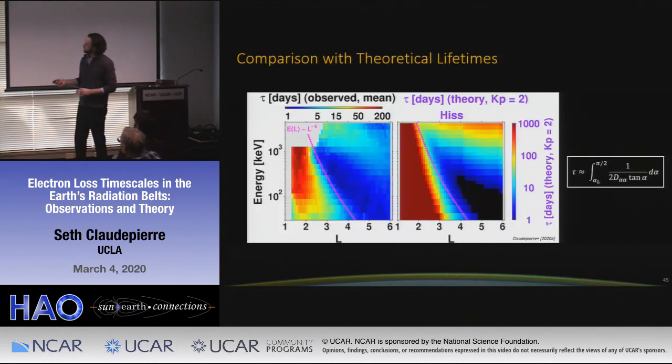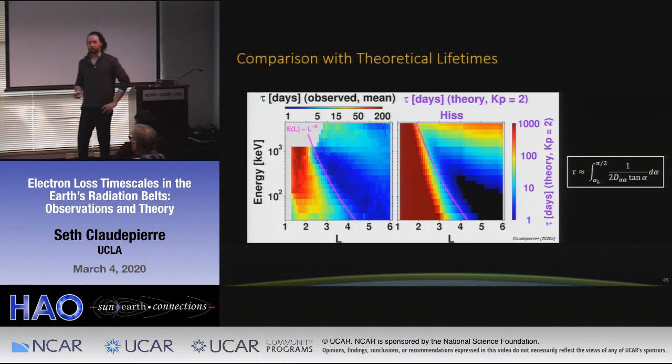Okay, so here we go. This over here is the observational database that I described before, our mean lifetimes from the Van Allen Probes. And then this first comparison here is just with scattering from plasmaspheric hiss. So we've taken the diffusion coefficient from plasmaspheric hiss and integrated it and computed the lifetime values here.